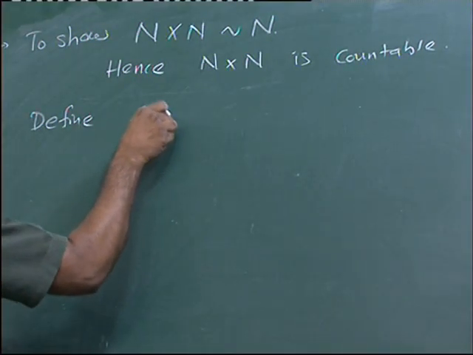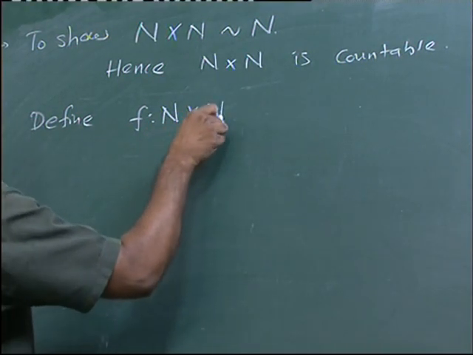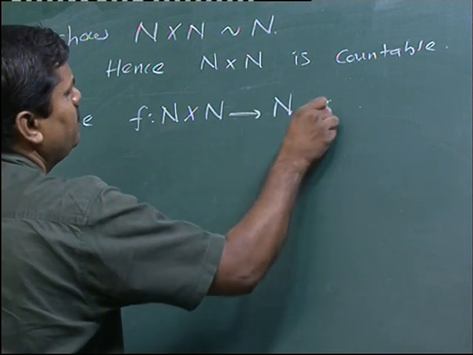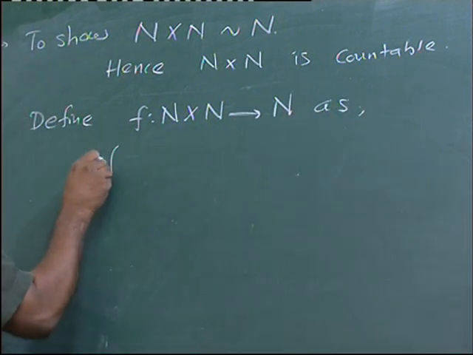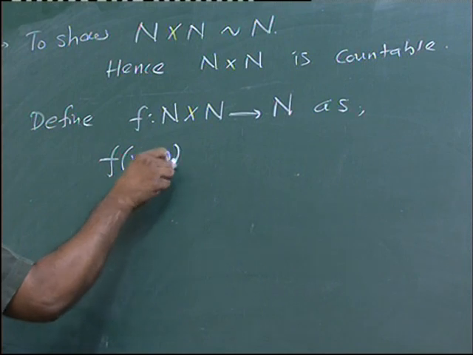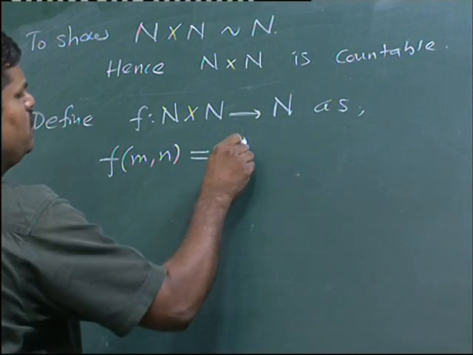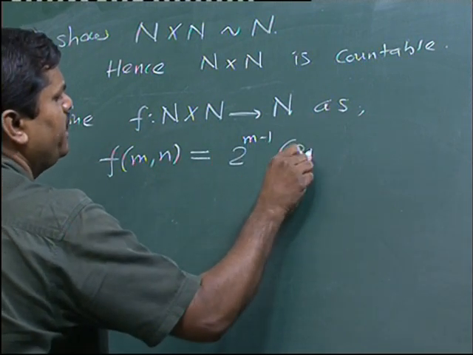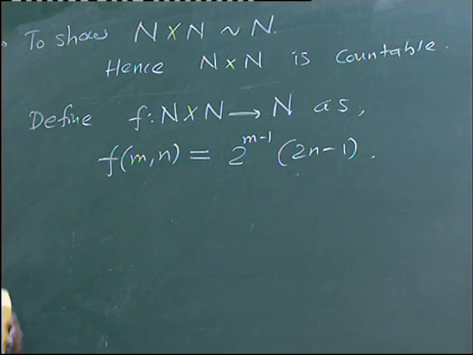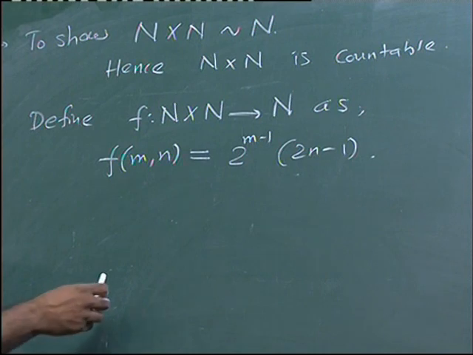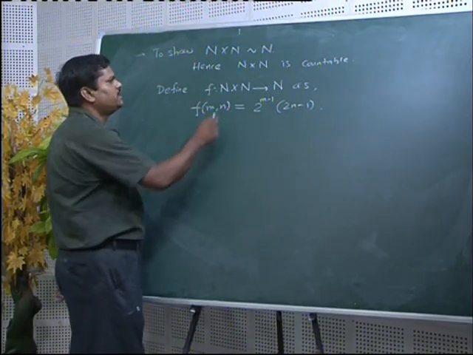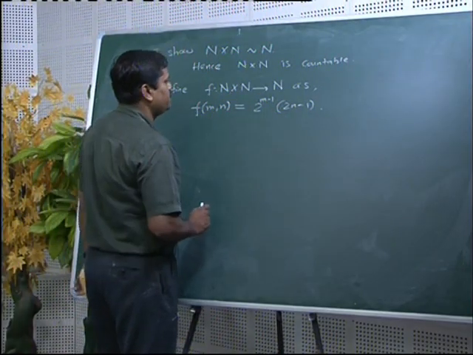Function is 1 1 and onto. Define a function from n cross n to n as f of m comma n is equal to 2 raised to m minus 1 into 2n minus 1. This is my definition of the function, which I will prove that it is 1 1 as well as onto, and hence these two are equivalent.